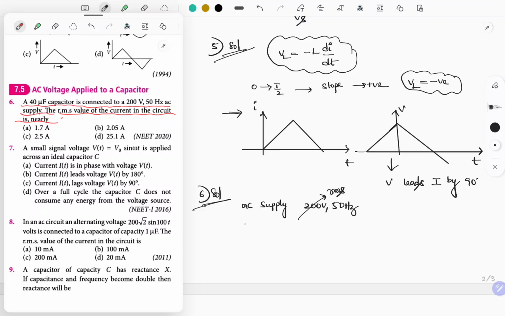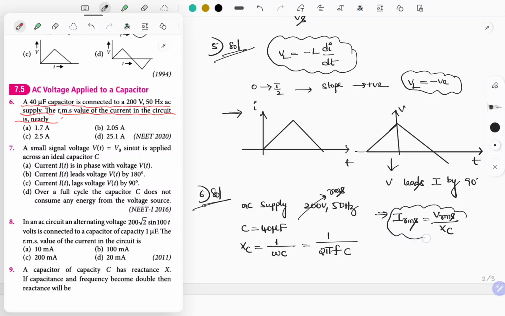What's the value of the capacitor they have given? C is equal to 40 microfarad. First of all, find XC. XC is equal to 1 by omega C, right? Omega is 2 pi F, where F is 50 hertz, into C. How to find IRMS? IRMS is equal to VRMS divided by XC, the capacitive reactance. In general, we write I is equal to V by R, so you can apply it here also. Here IRMS is equal to VRMS by XC.